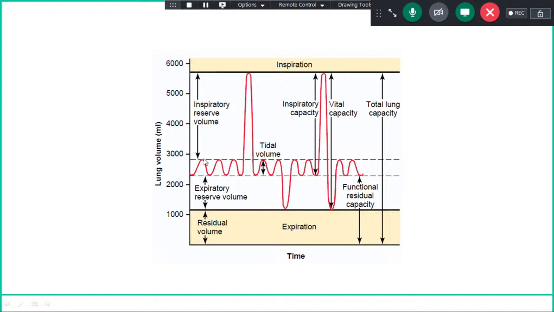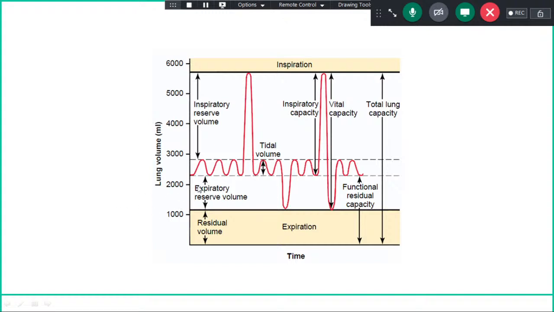Inspiratory capacity is the total of the tidal volume of air which you had taken in, as well as the inspiratory reserve volume. So the inspiratory capacity is the sum of tidal volume and inspiratory reserve volume. It is shown on the right hand side of the diagram with the long wave going up.